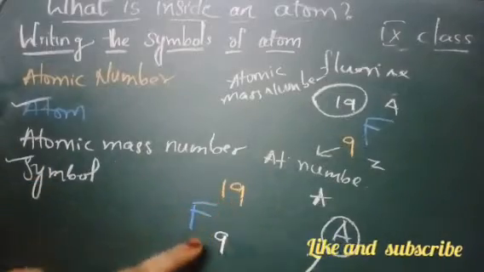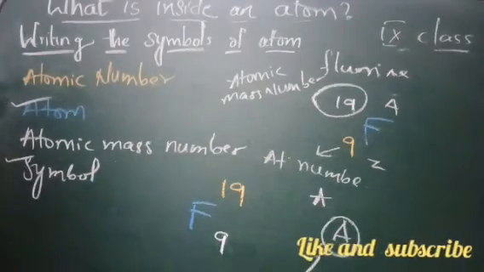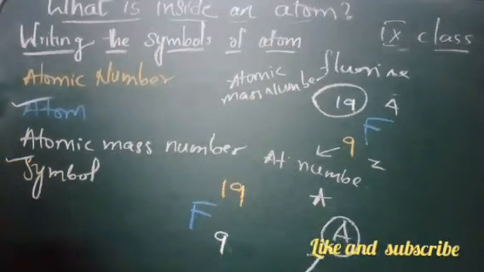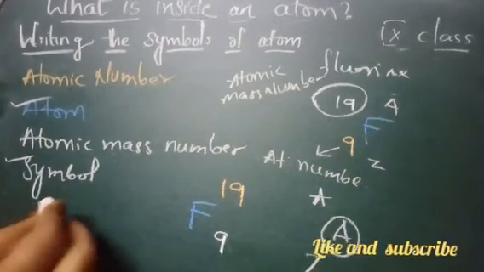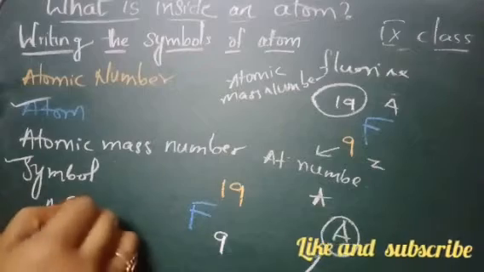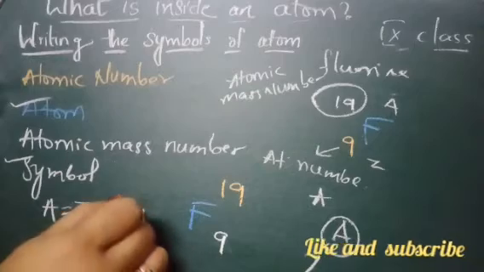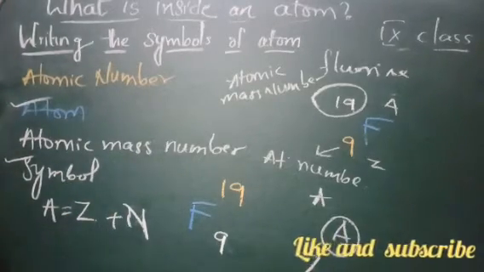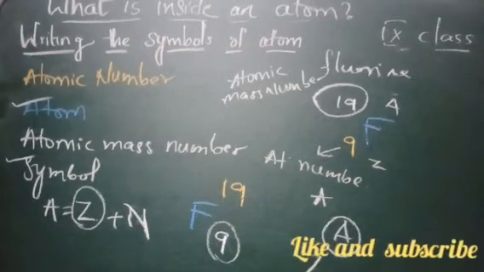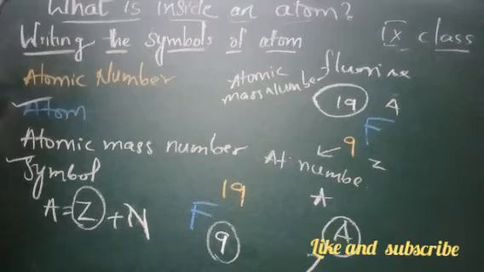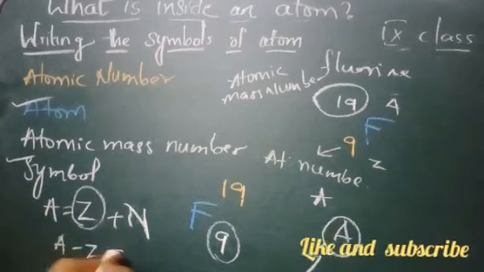Now, from this we can easily find the number of neutrons present in this atom. How can you find it? We are writing atomic number and we are writing atomic mass number. What did we say? Atomic mass number A is equal to number of protons plus number of neutrons. Right? So, now we know the number of protons here. So, what we will do? We will bring it here. So, it will become A minus Z is equal to N.